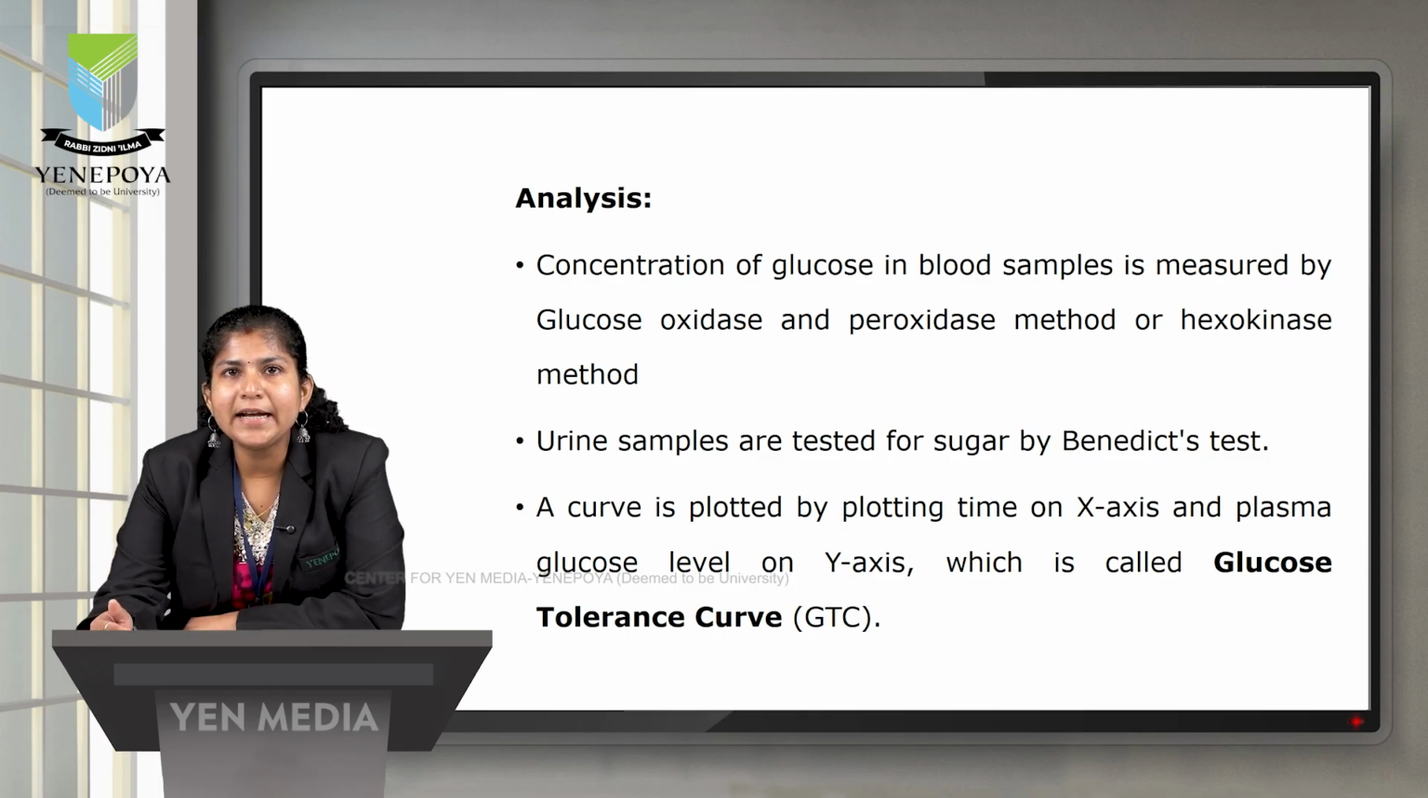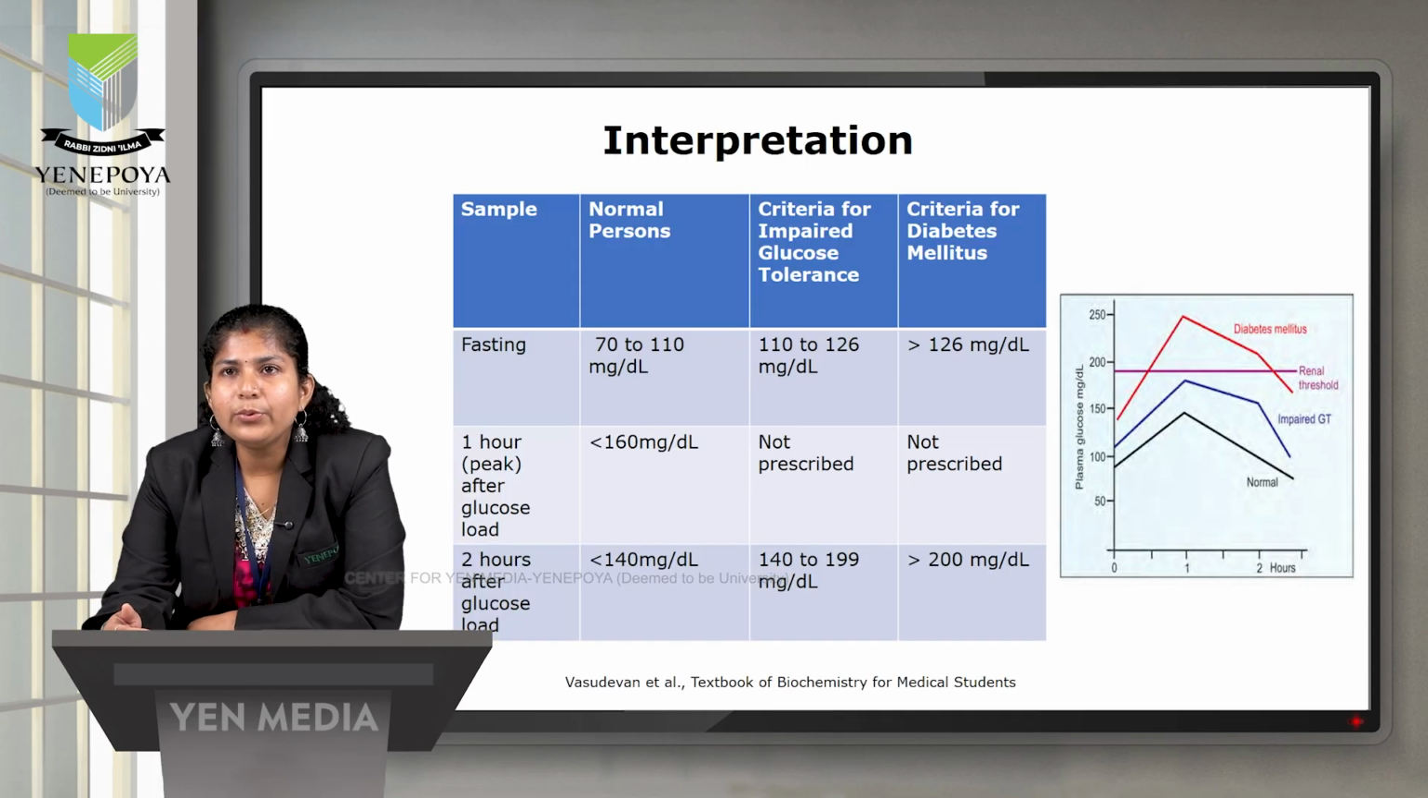After the measurement of the blood glucose level in the plasma, the graph is plotted. On the x-axis we take the timeline and on the y-axis we take the concentration of plasma glucose. This is a curve, and we call this curve the glucose tolerance curve.